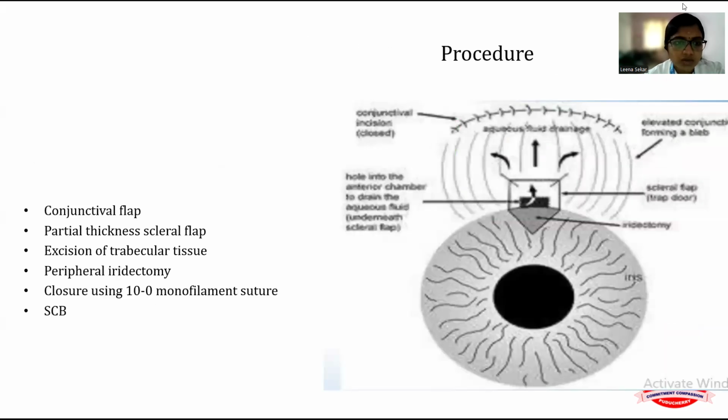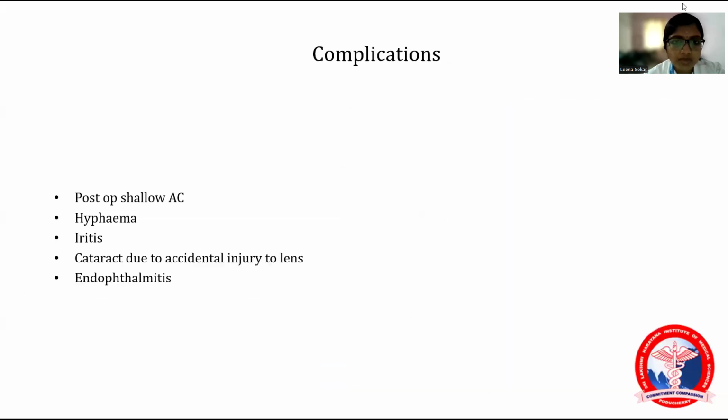The procedure involves conjunctival flap creation, partial thickness scleral flap creation, and excision of trabecular tissue. Peripheral iridectomy has to be done. Then we have to close with monofilament suture. What are the complications of trabeculectomy? Post-op shallow AC, hyphema, iritis, cataract due to accidental injury to lens, endophthalmitis.